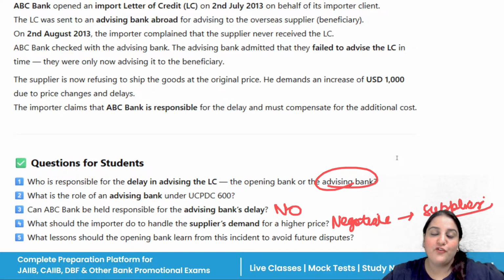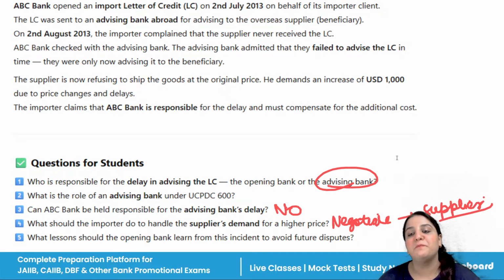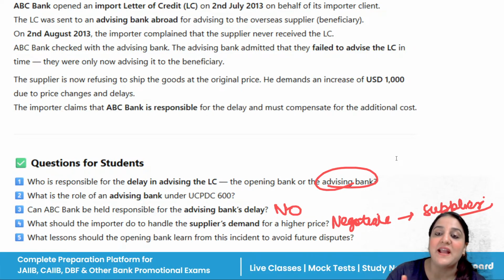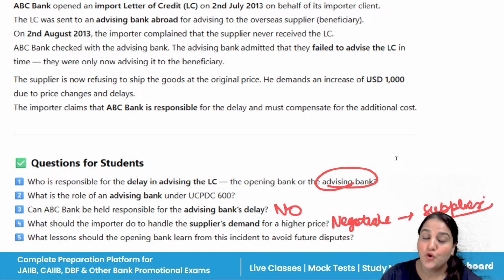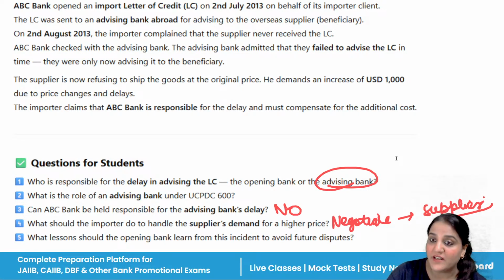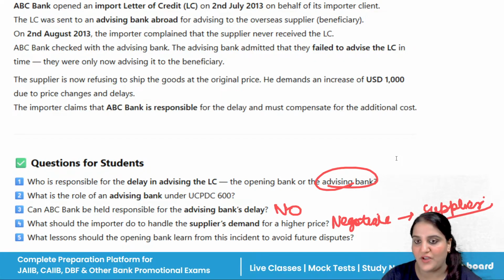What lessons are there for the opening bank? Only use reputable advising banks who have a good track record, confirm receipt and advising with the advising bank, keep the importer informed if delay occurs, and maintain clear communication to protect the client relationship. So under UCP 600, the opening bank is not responsible for the advising bank's delay, but good operational practice is vital to prevent client dissatisfaction.